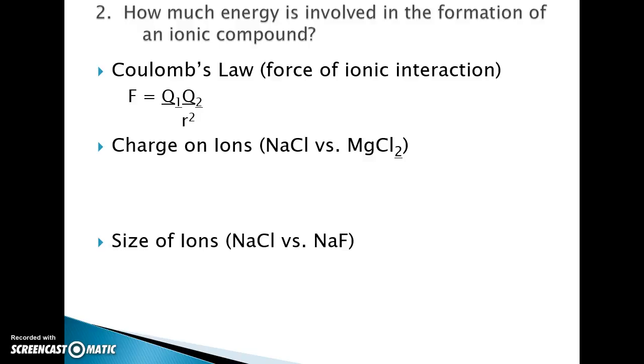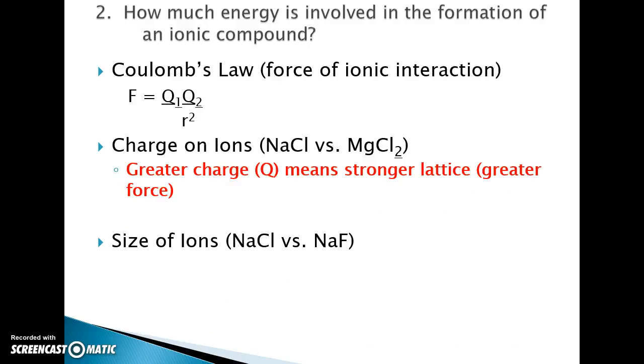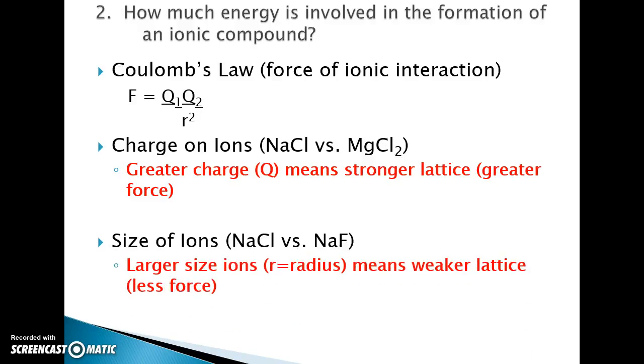When we talk about forming an ionic compound, we can use Coulomb's law to understand the force that's holding the ionic lattice together. There's two major factors that affect how strong a lattice is. The first is the charge on the ions. So when we look at sodium chloride versus magnesium chloride, since a greater charge means a stronger lattice, we would expect that magnesium chloride would have a stronger lattice. And as far as size of ions goes, the larger ion, so a larger radius, means a weaker lattice. So we would expect that sodium chloride is a weaker lattice than sodium fluoride.